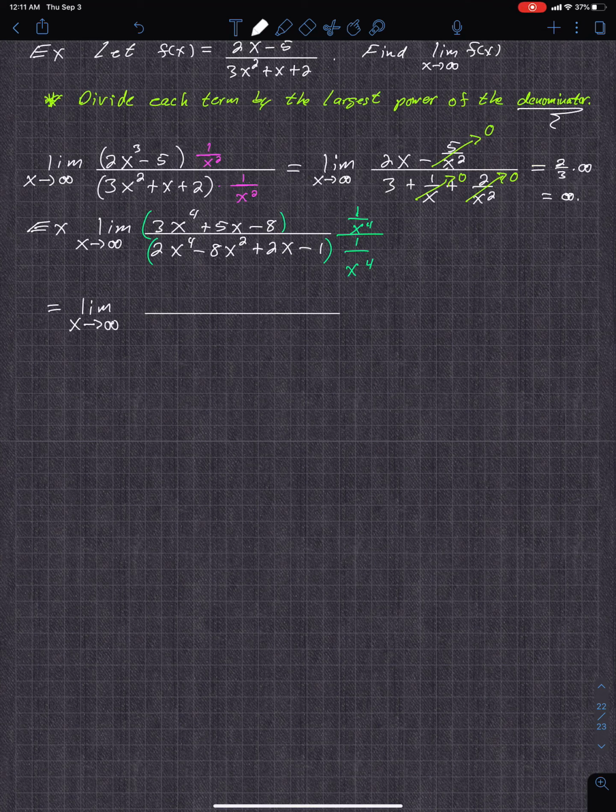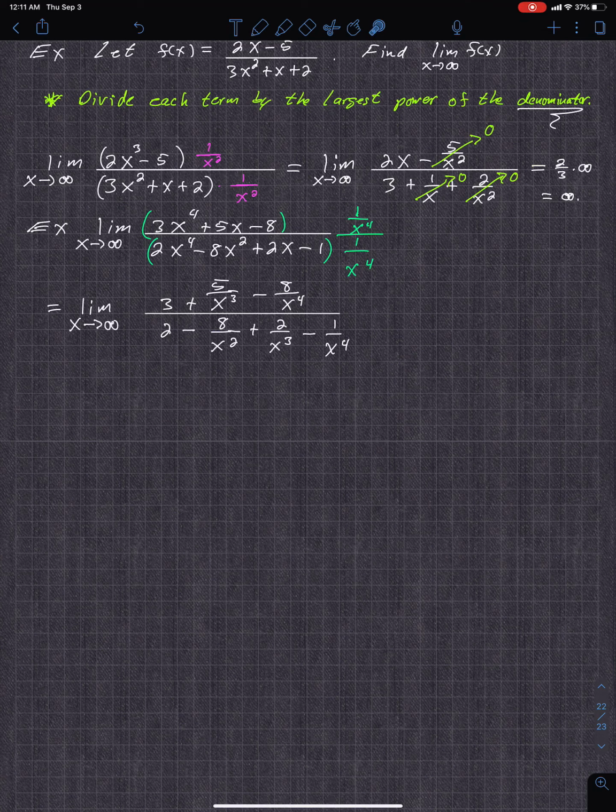And then distribute and simplify. So you get 3 plus 5 over x cubed minus 8 over x to the 4th, over 2 minus 8 over x squared plus 2 over x cubed, and then minus 1 over x to the 4th.